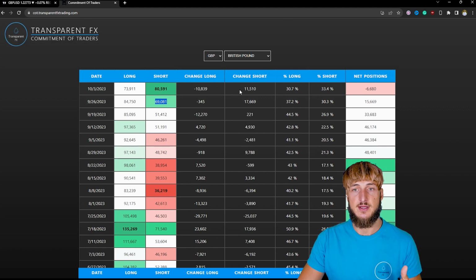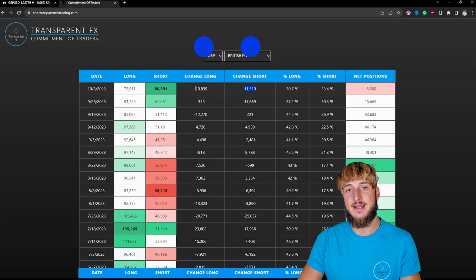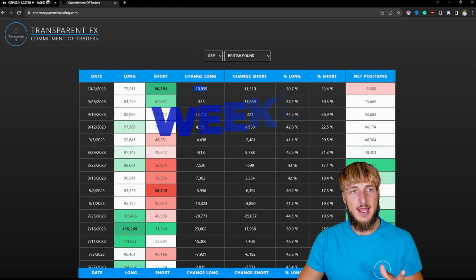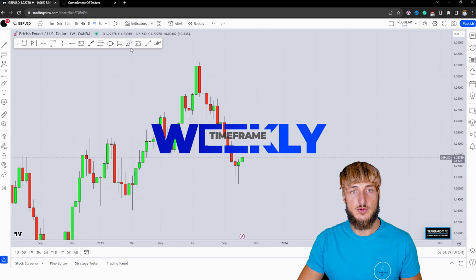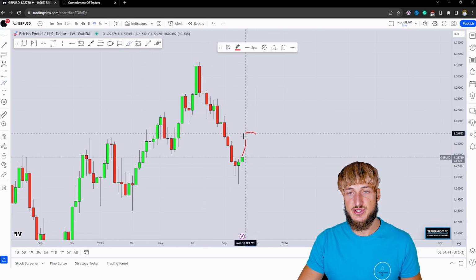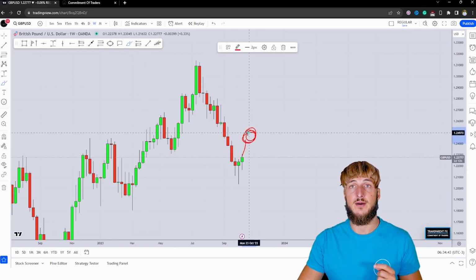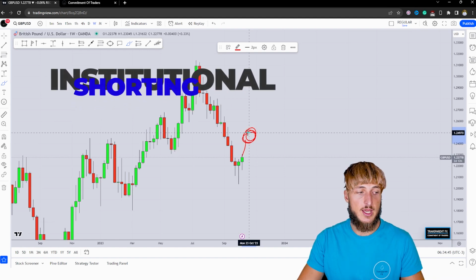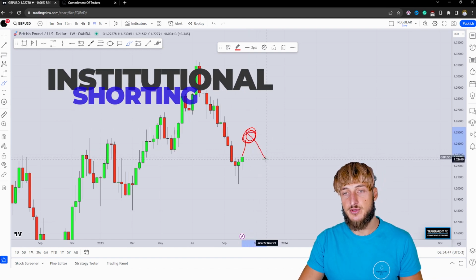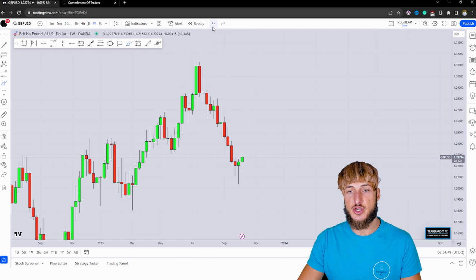Now, this means that clearly with the last report, we had 11,000 shorts added and 10,800 longs getting closed. Now, this means that if the market will reach that confluence of resistance area, there is good probability of seeing more potential institutional shorting, which at that point would further increase the probabilities of a potential rejection lower.